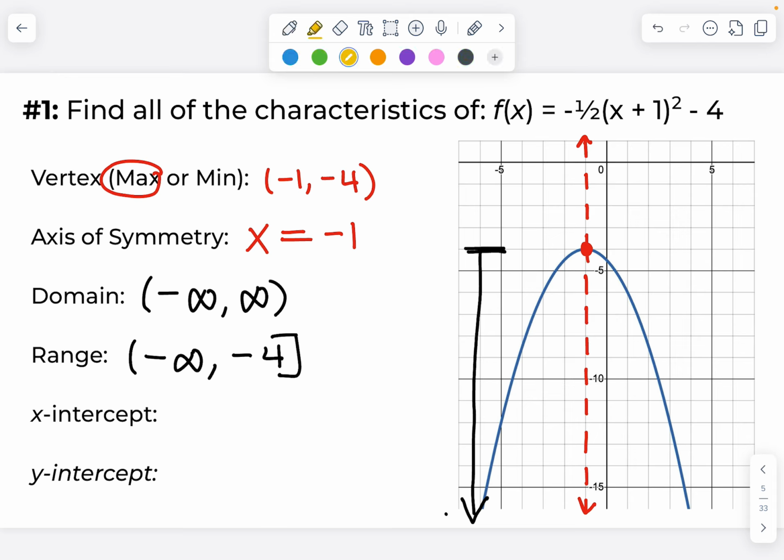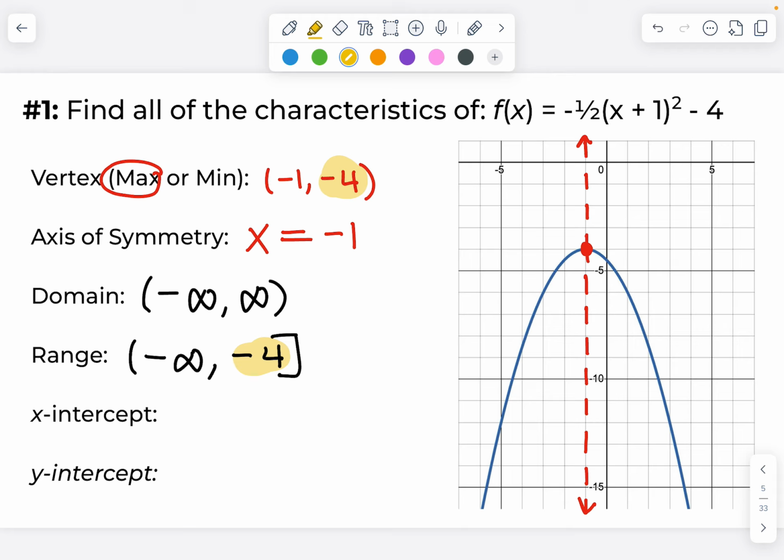So again, notice that this -4 comes from that y value of my vertex. Your range is always going to include the y value of your vertex, because that's either going to be your starting point for your range or it's going to be your ending point, depending on if you have a max or a min. So anytime you have a max, you're going to go from negative infinity up to that y value of your vertex.